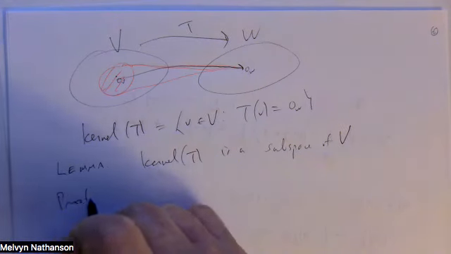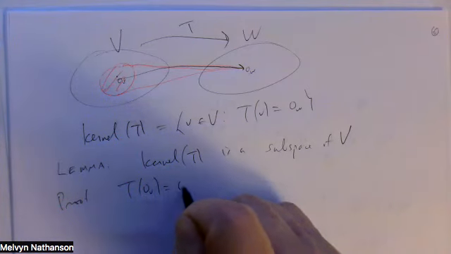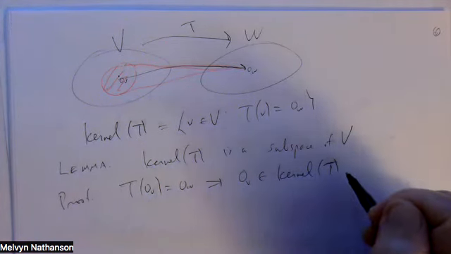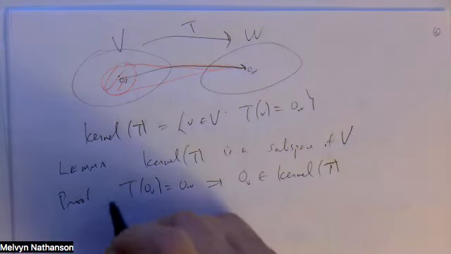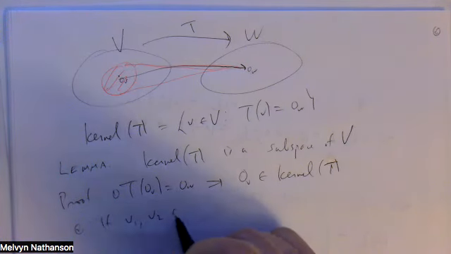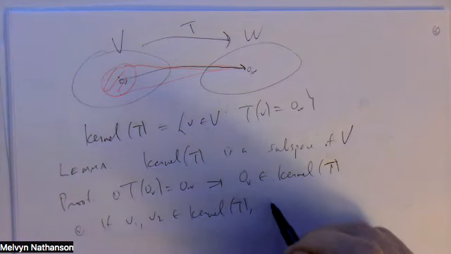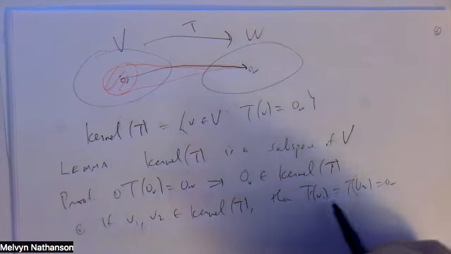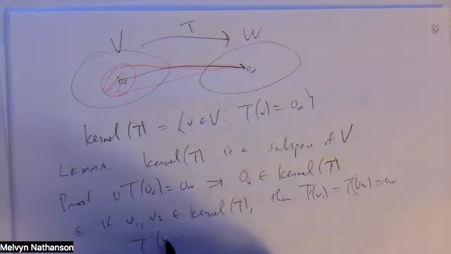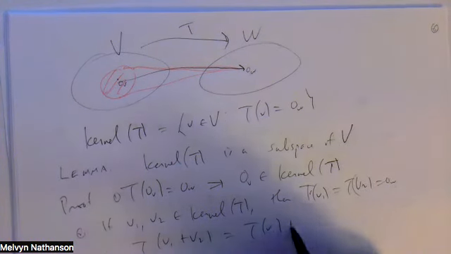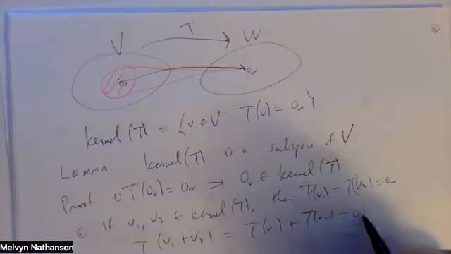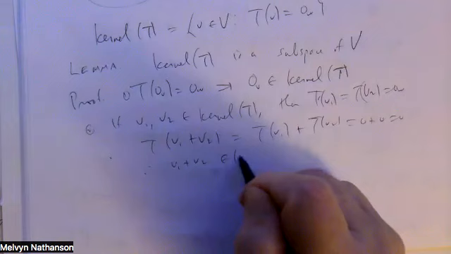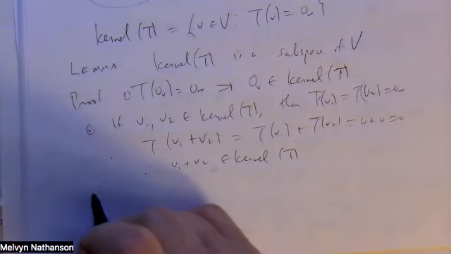Proof. Well, we already saw that T of the zero vector is the zero vector. So the zero vector is in the kernel of T. So that's the first property of a subspace, and it's satisfied. Second, if v1 and v2 are two vectors in the kernel of T, then T of v1 is zero and T of v2 is zero. So T of v1 plus v2 is T of v1 plus T of v2, that's zero plus zero, which is zero. So therefore v1 plus v2 is in the kernel of T.